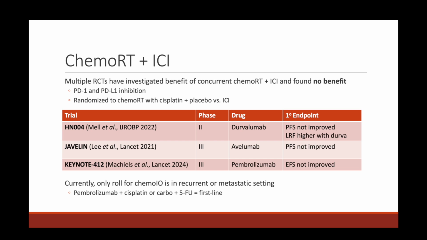And so currently, the only role for chemoimmunotherapy is really in the recurrent or the metastatic setting. So the drug that has been approved as first line is pembrolizumab, plus either cisplatin or carboplatin plus 5-FU. So that's what we give in the recurrent or metastatic setting. But if we're treating patients definitively for just locally advanced cancer, there are multiple trials that show no benefit to the addition of immune checkpoint inhibition.